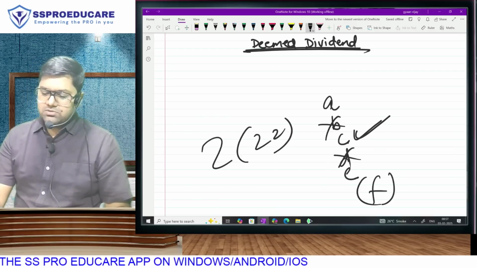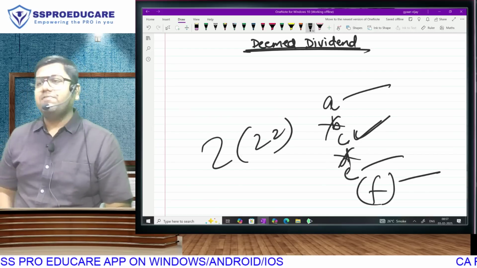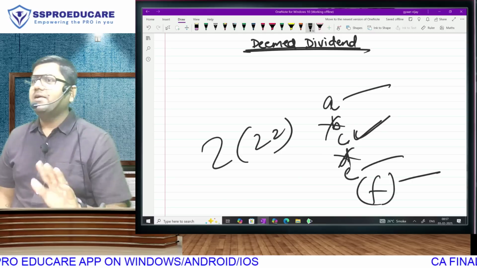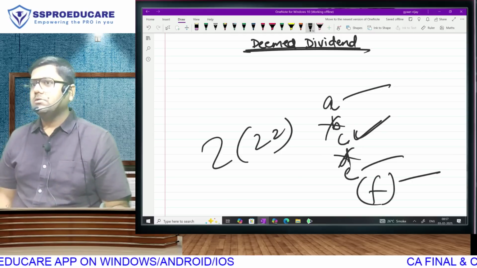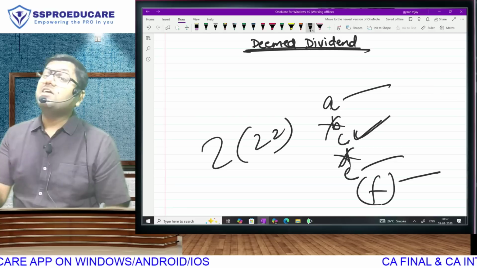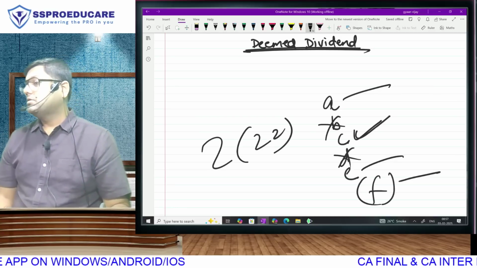This I am doing now, and this we will learn in income from other sources. By the way, dividend is taxable under income from other sources. But 22(2)C has direct impact on capital gains.